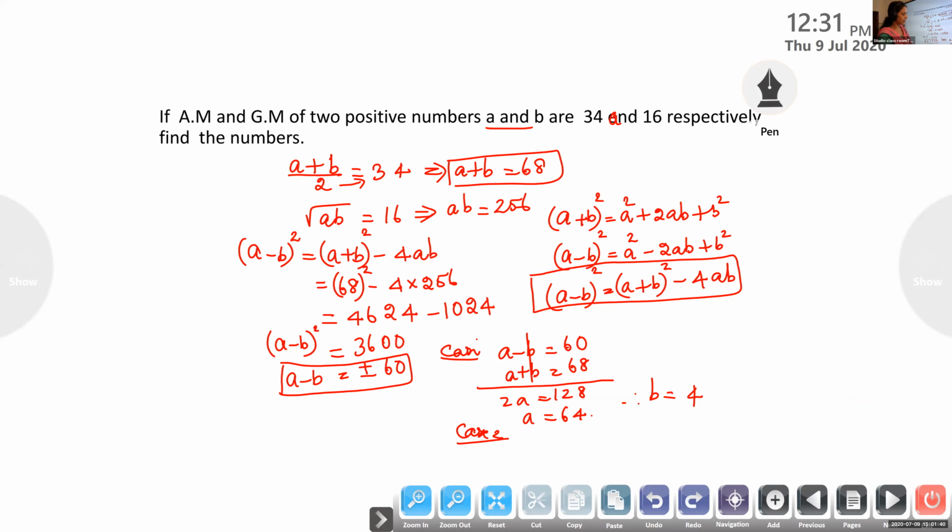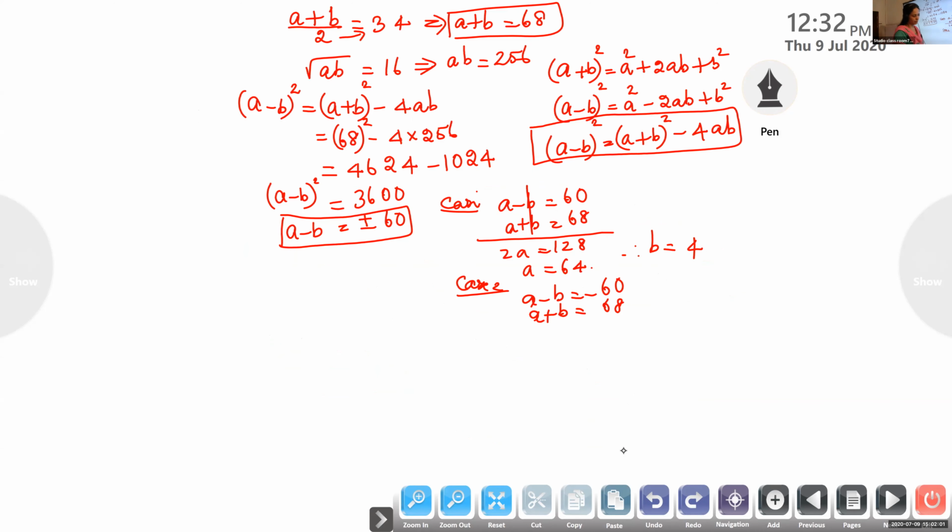Now take the second case. You take a minus b is equal to negative 60. Again use the given condition, a plus b is 68. Solve these two equations and find the values of a and b here.